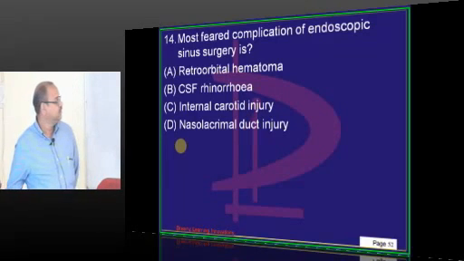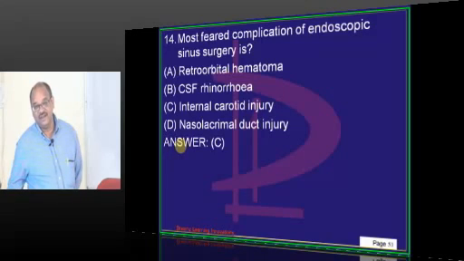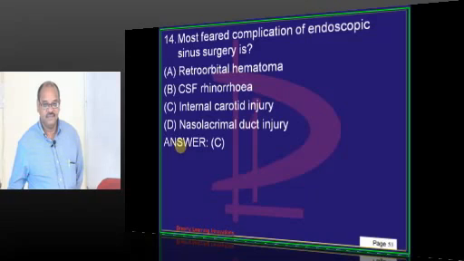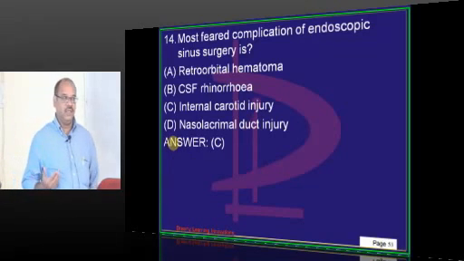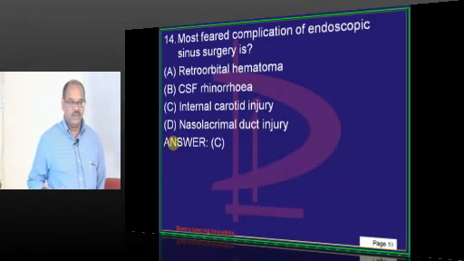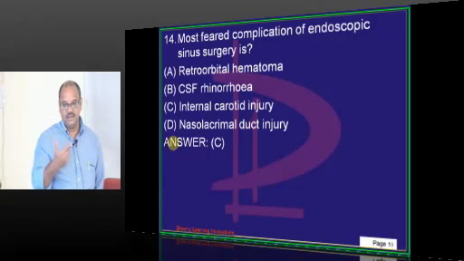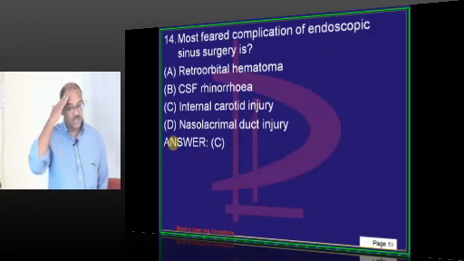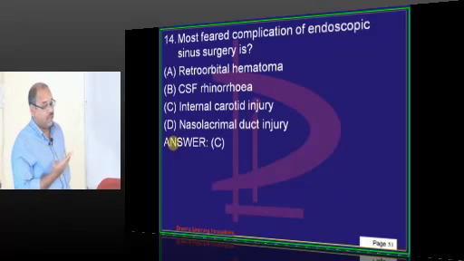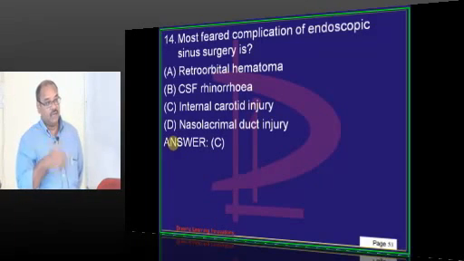Shall I tell you? It is C, internal carotid artery injury. It is fatal. It can turn out to be fatal. There are very few cases who have survived with internal carotid artery injury. When you are doing the posterior ethmoidectomy surgery, when you miss the extension of the ethmoid cell into the sphenoid sinus, or it can get injured when you don't identify the structures properly in the lateral wall of the sphenoid sinus.